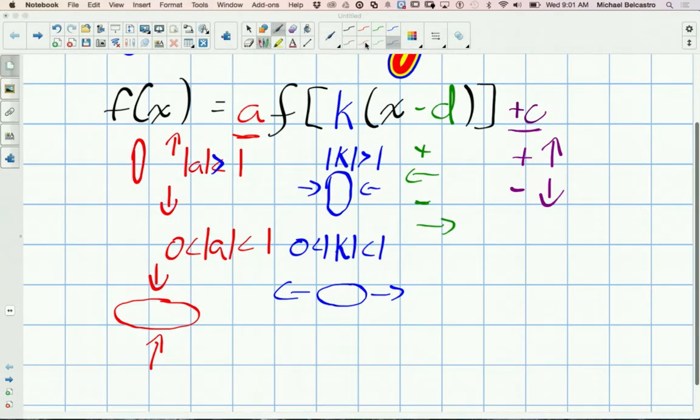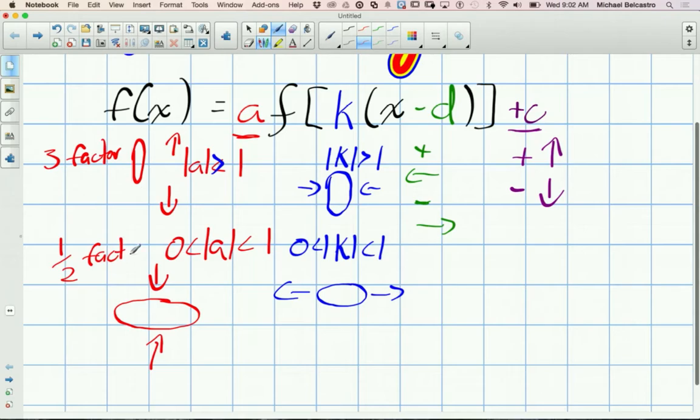Again, when we have an a value greater than 1, say the value is 3, we say it's vertically stretched by a factor of 3. If it's something like a half, we'd say it's vertically compressed by a factor of a half. Now with the k, we do the opposite idea. If the k value is the number 3, we say it's horizontally compressed by the reciprocal, so by a factor of a third. And if it is a third, we say it's being horizontally stretched by a factor of that reciprocal, which is the number 3.